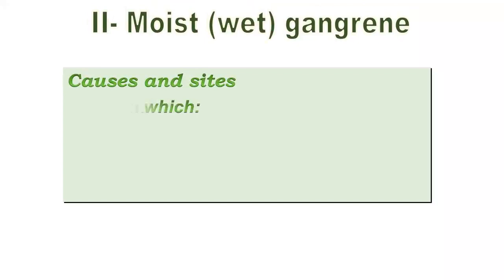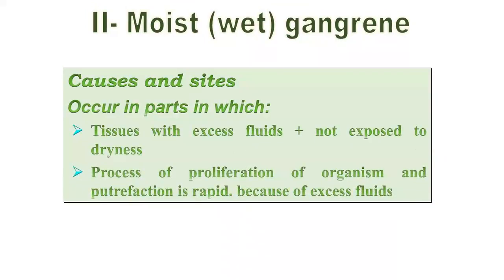Moist gangrene or wet gangrene is different. It occurs in parts in which there is excess fluid and which are not exposed to dryness, such as hidden organs. The process of proliferation of organisms and putrefaction is very rapid. It is not slow like dry gangrene, because excess fluids give the bacteria the opportunity to proliferate quickly, and so there will be putrefaction and secretion of toxins from the bacteria, leading to severe toxemia in the patient and a rapid process of gangrene.